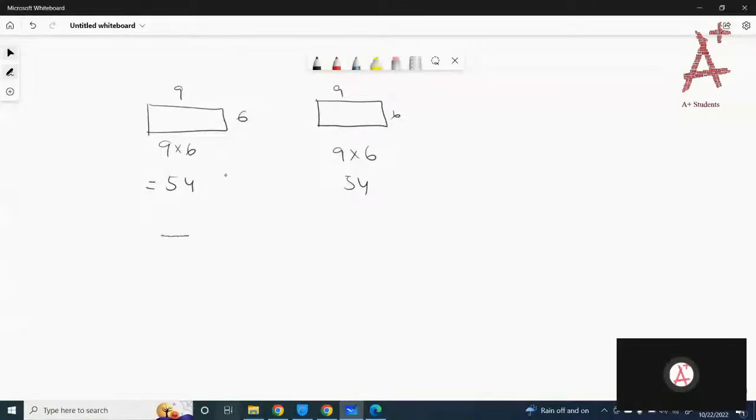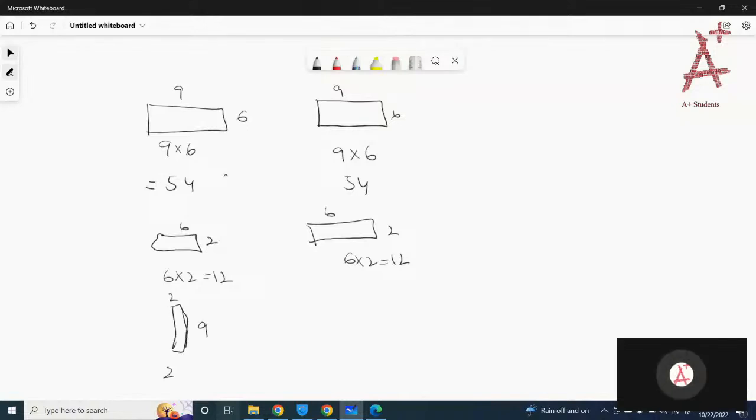Got it? Then you have the smaller side. Here you have 6 and here you have 2. So the area of this side is 6 times 2 is 12. And the sides are always in pairs. Got it? So it would be 6 times 2 equals 12. Then you have this side, the lengthwise. This is 9 and this is 2. So the area of this side is 9 times 2 equals 18. Got it? And the opposite side is also 2 and 9. So the area is 2 times 9 equals 18.